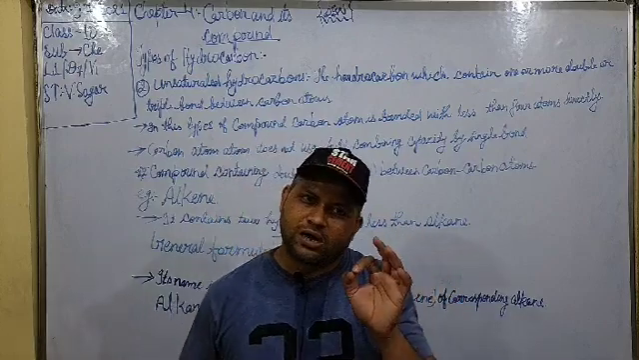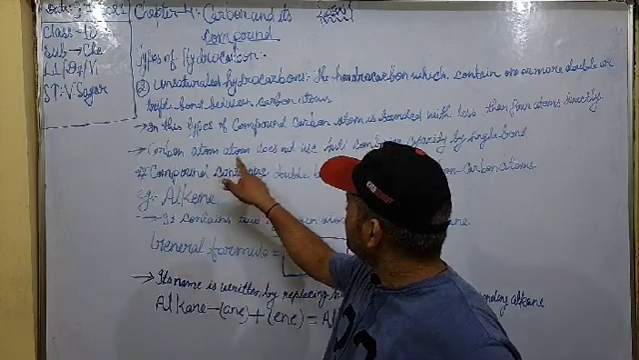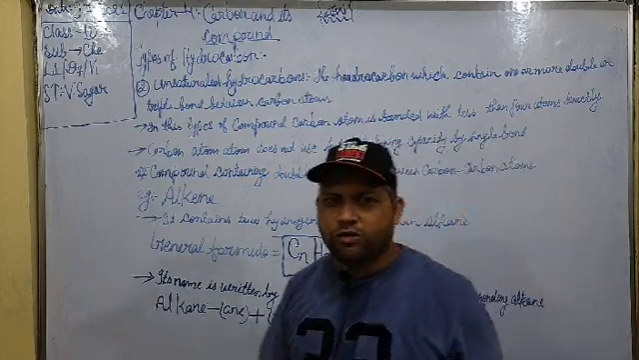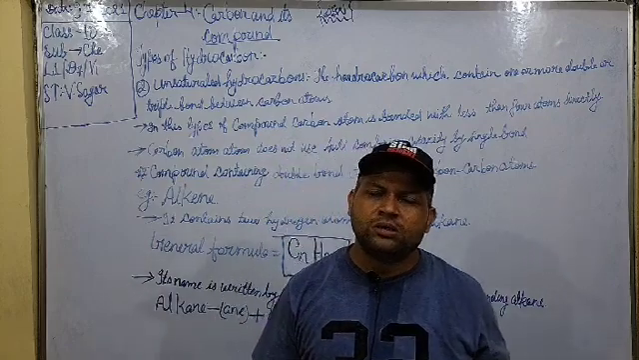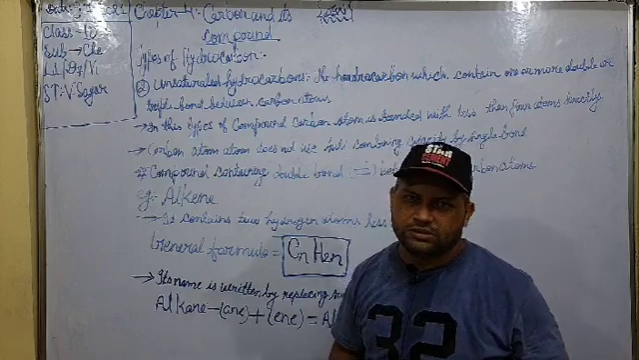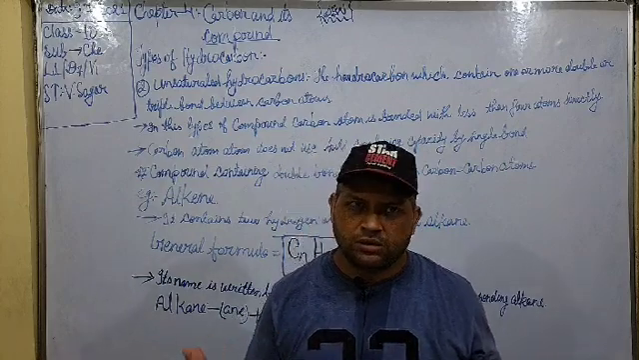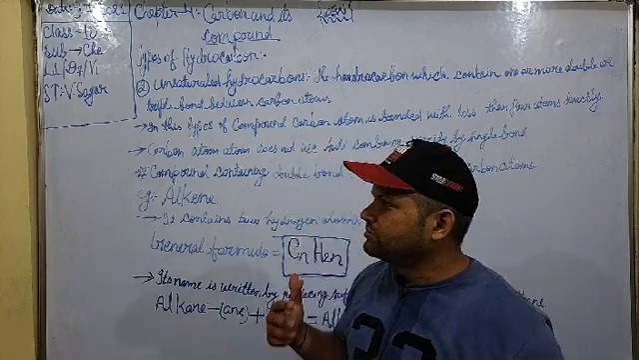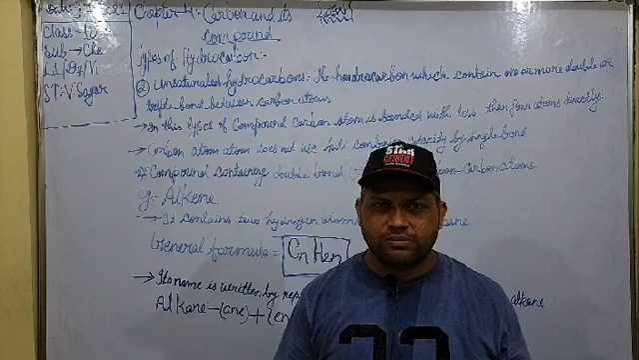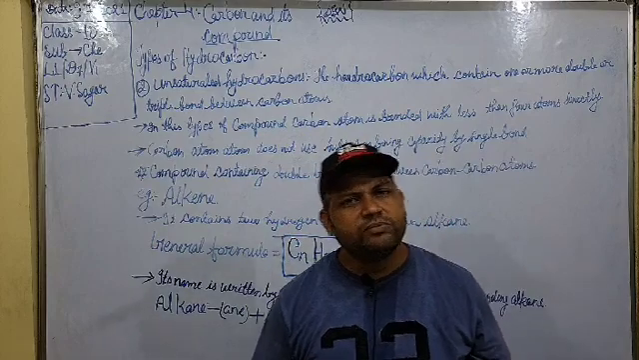Such types of compounds are called unsaturated because the carbon atoms do not use their full combining capacity by single bonds. By forming single bonds, the carbon does not gain stability. So carbon atoms try to gain stability. That's why they have to form double bonds between their atoms. So the compounds become unsaturated.